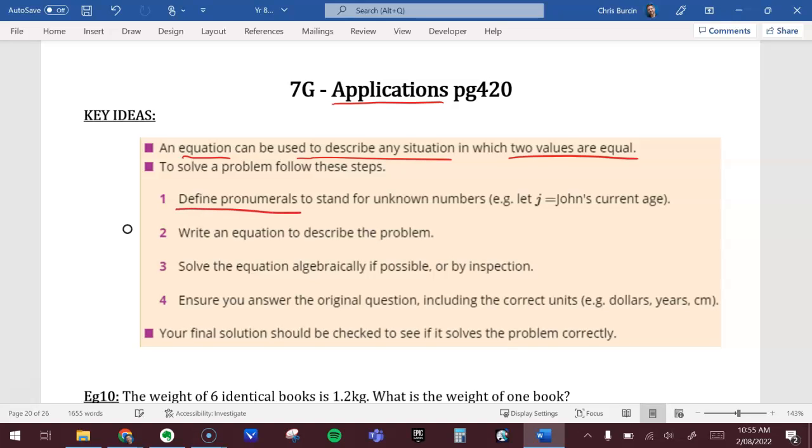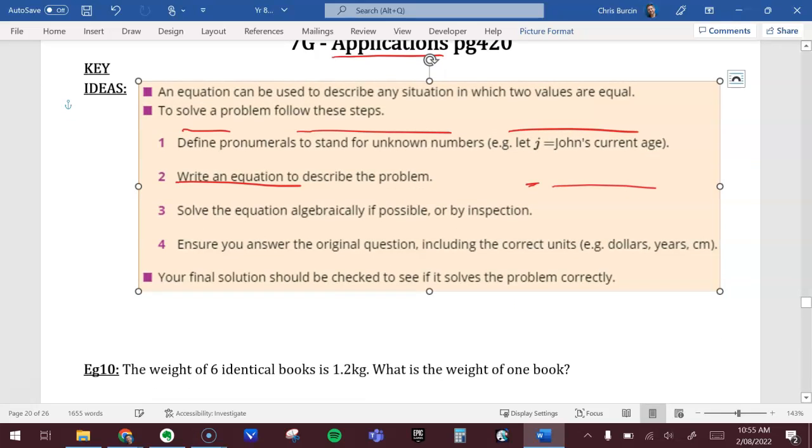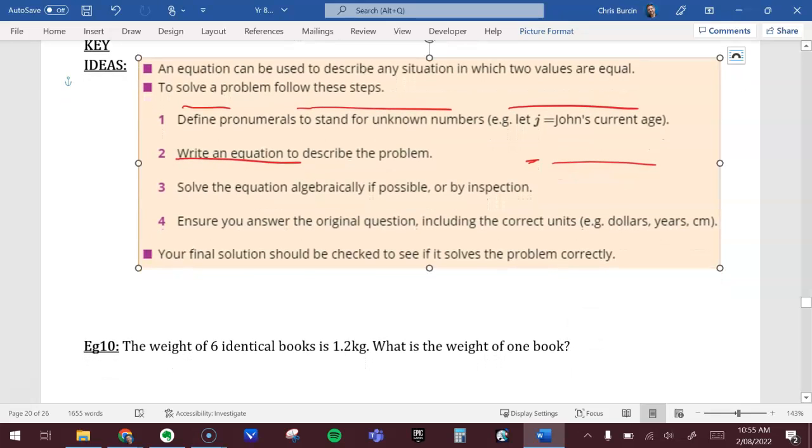Firstly, define your pronumeral. So what are you talking about? So let's say, let J equal John's current age. Write an equation to describe the problem. And we'll show you that below. You're going to write an equation.